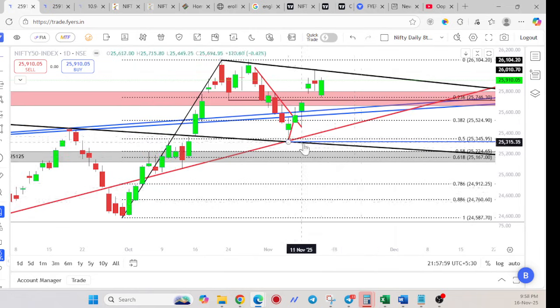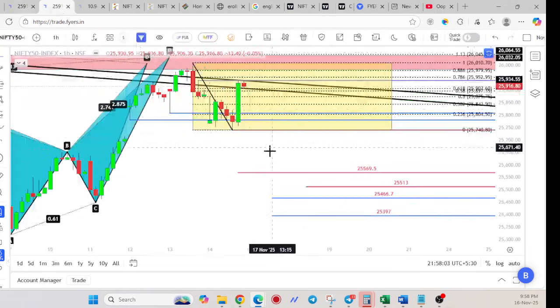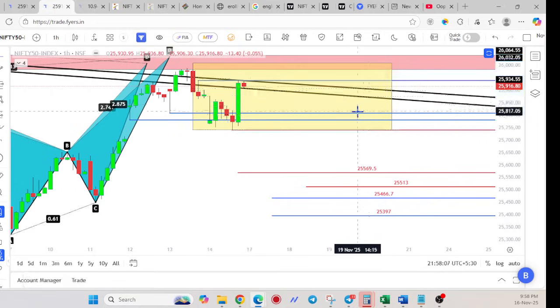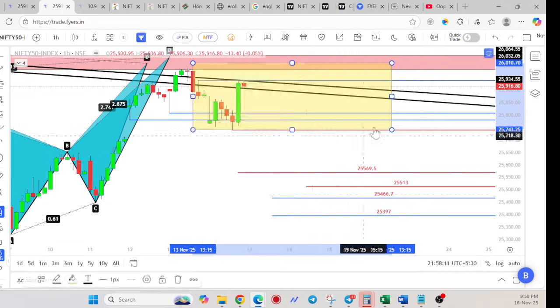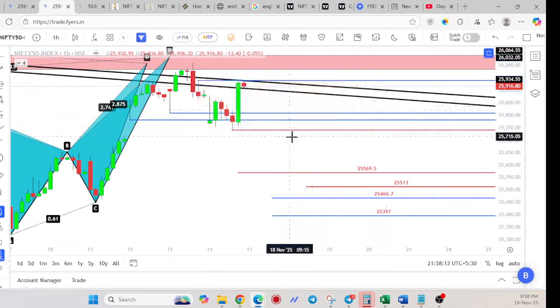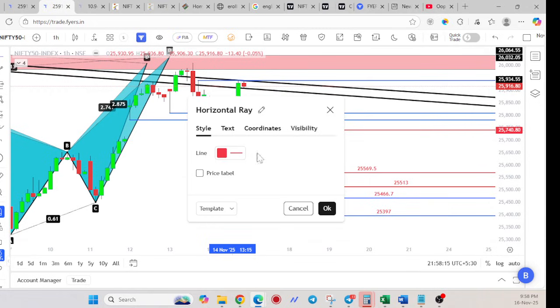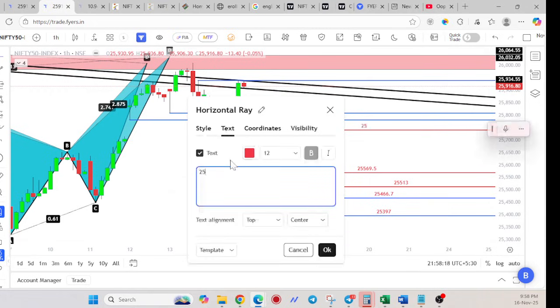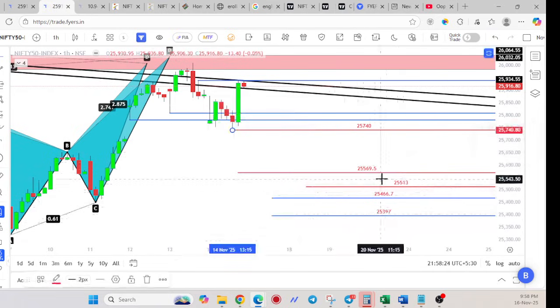Two levels to watch. Hourly chart, okay, let me show you. Hourly chart, important number. Let me delete all these boxes. Note it down, guys. This is going to play a very, very important role on the hourly chart. Note it down. 25,740. Close below this, these are the levels you can see.